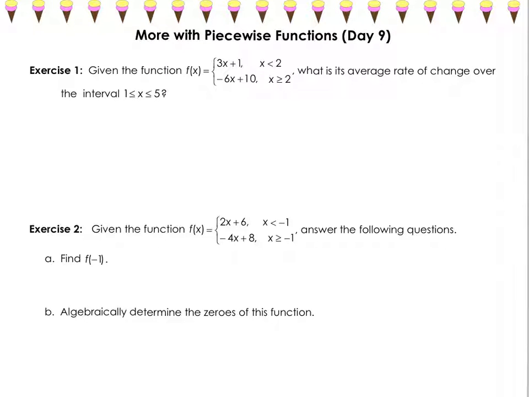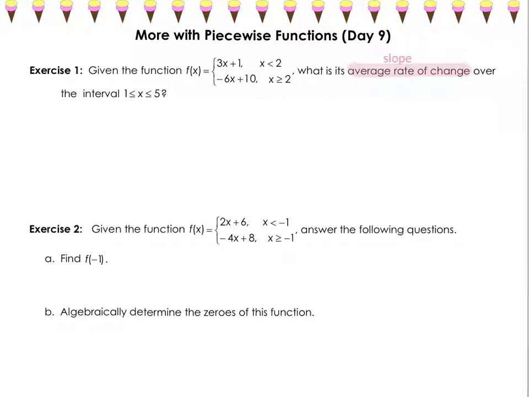Today we're going to do more with piecewise functions. In exercise 1, we are given this function f of x equals 3x plus 1 when x is less than 2, and negative 6x plus 10 when x is greater than or equal to 2. We want to find the average rate of change. Now remember, that's just another word for the slope. So above that I'm going to write slope, over the interval 1 is less than or equal to x is less than or equal to 5. So that means that the two pieces I look at are 1 and 5.